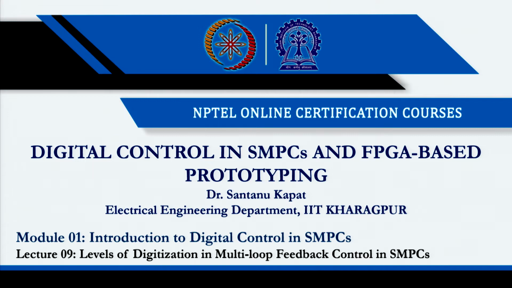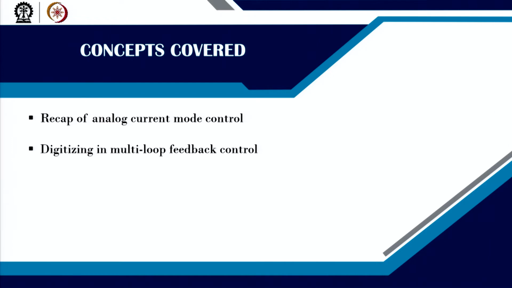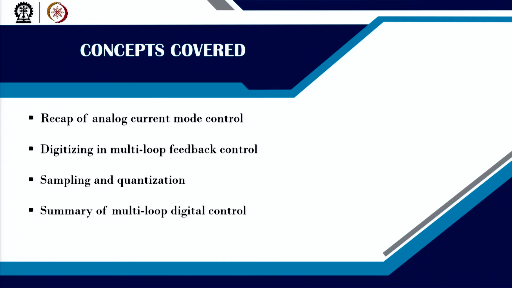Welcome back. In this lecture we are going to talk about levels of digitization in multi-loop feedback control in switch mode power converters. Current mode control is a good example of multi-loop control. We will recapitulate analog current mode control, then discuss the techniques for digitizing multi-loop feedback control, which is current mode control. Then we will talk about sampling and quantization, a summary of multi-loop digital control, and then some aspects of performance and cost trade-off.